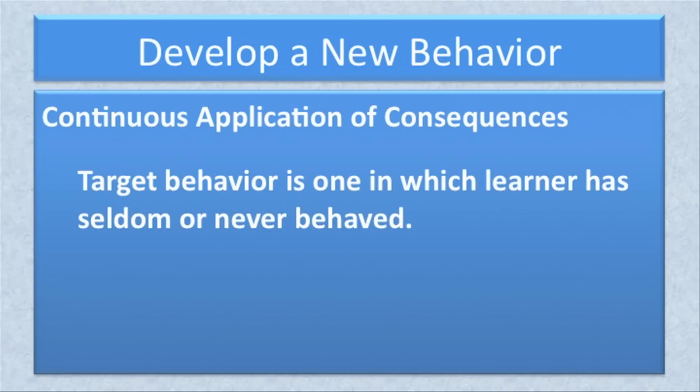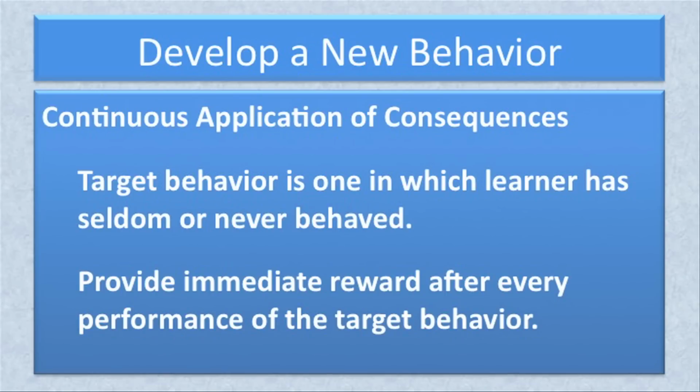A second method used to develop a new behavior is the principle of continuous application of consequences. Remember that this is called a continuous reinforcement schedule, where a reward is immediately provided after every performance of a target behavior. For example, suppose you want a learner to successfully complete 3 math problems. You would provide a reinforcement after the completion of each math problem rather than waiting until all 3 are successfully completed. It's not hard to imagine that the first method, shaping, works best when applied with continuous reinforcement.